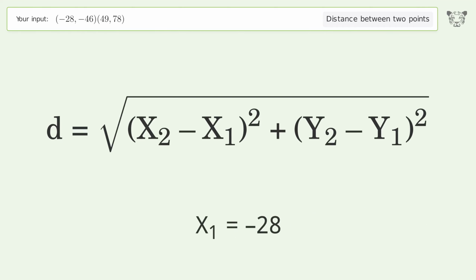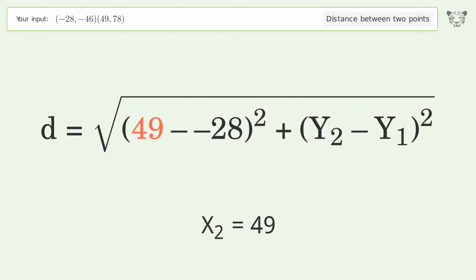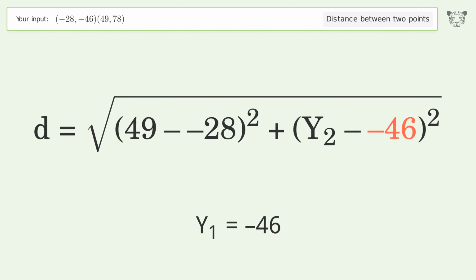x1 equals -28. x2 equals 49. y1 equals -46. y2 equals 78.